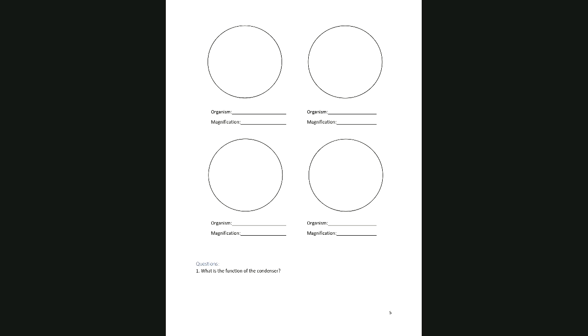Well, it focuses the light, right? That's part of what it does. So it does help to gather all the light coming from the light source down below. So it does help to gather that light and direct it straight up through the slide. What's the function of the iris diaphragm? What's the function of the iris?